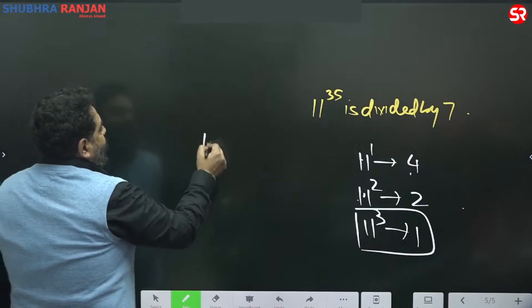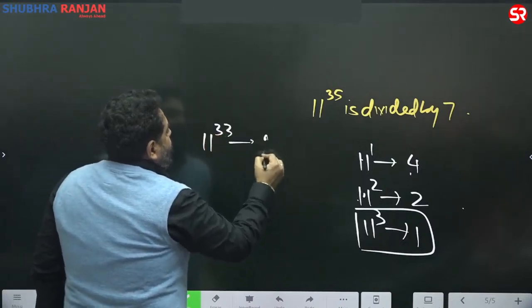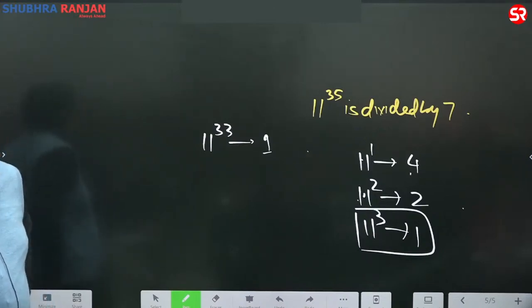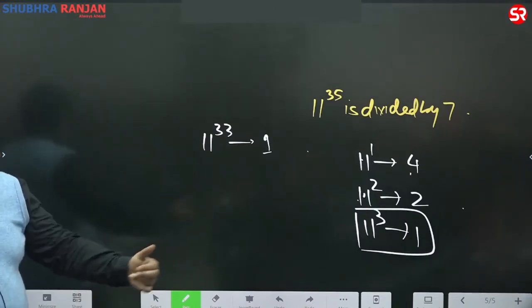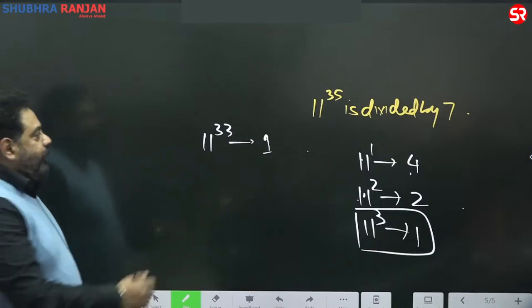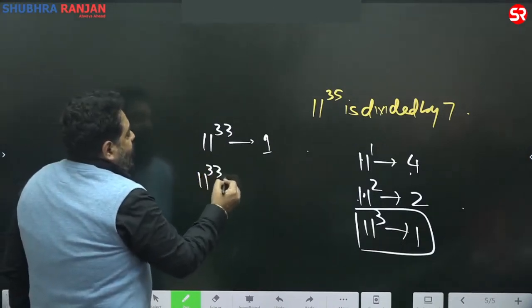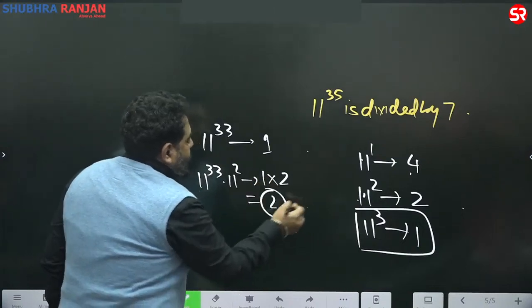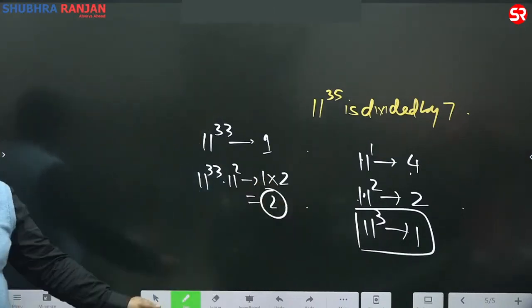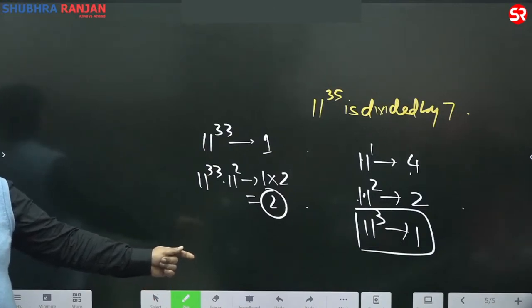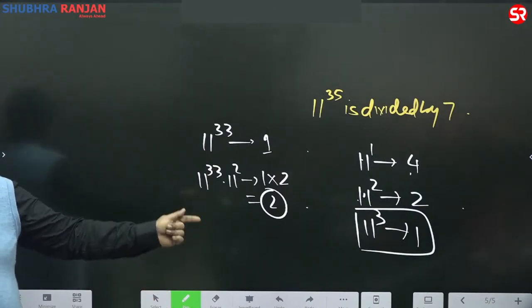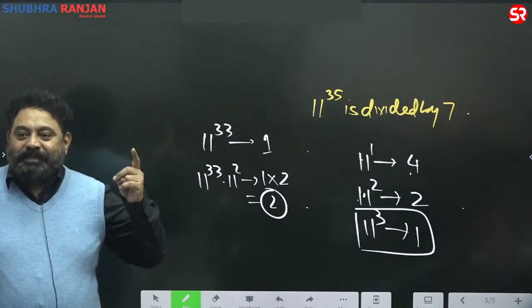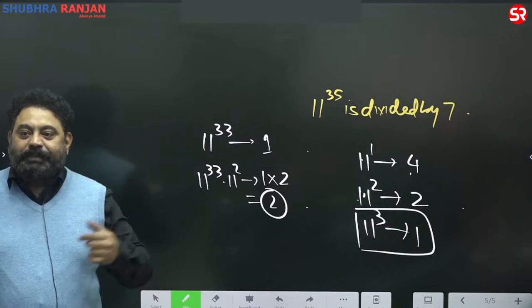So can I write 11 to the power 33 also gives you 1? Because 33 is a multiple of 3. Which means 11 to the power 33 into 11 to the power 2 gives you 1 into 11 to the power 2, which is 1 into 2, which is equal to 2. Easy as it is. You won't multiply too many numbers. Pick it up from the first step. Always pick it up from the first step.